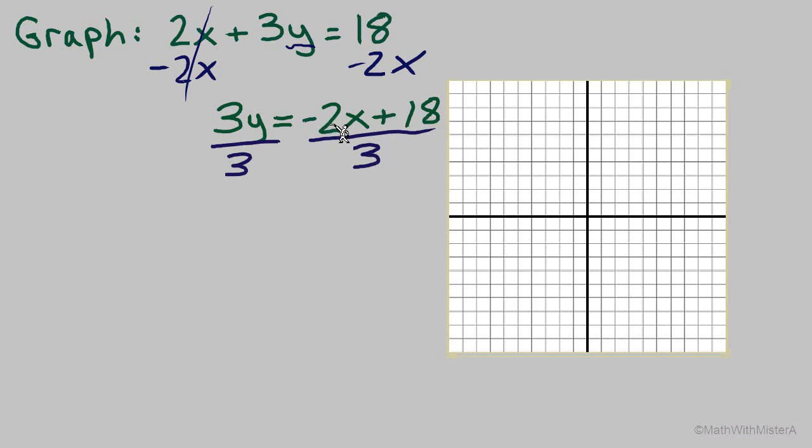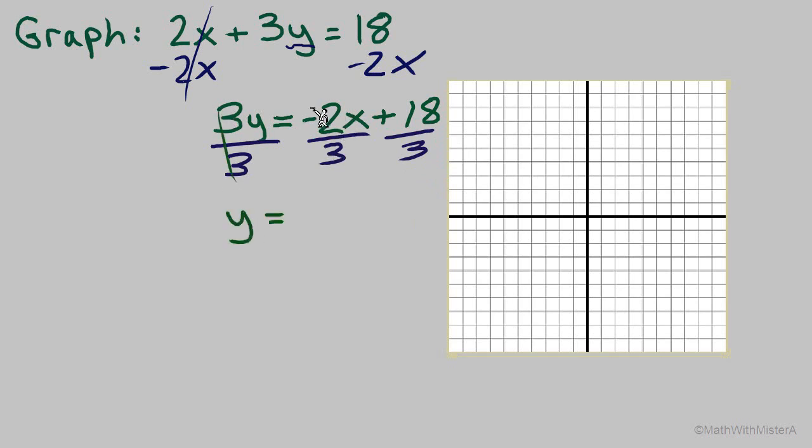For sure, negative 2x plus 18 divided by 3 is what we have, but it does mean that each of these terms is being divided by 3. So we'll be in the habit of saying each term we're dividing by 3. That is how we accomplish dividing by 3 on both sides of the equation. We know that we'll isolate the variable y.